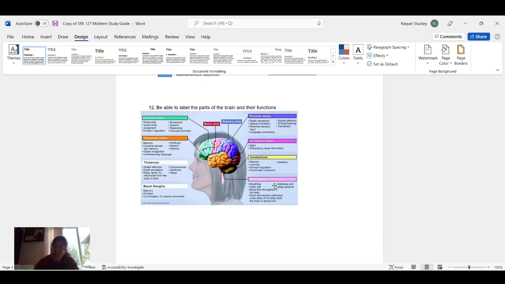What controls balance, learning, emotion regulation, coordinate movements, and attention. Cerebellum. What part of the brain is in charge of breathing, heart rate, blood flow throughout the body, motor and sensory pathways cross sides of the body from brain to spinal cord, alertness and sleep patterns?